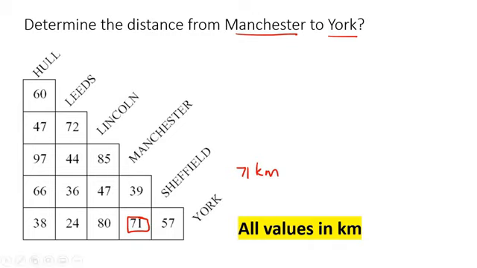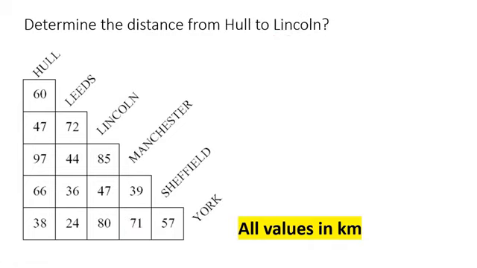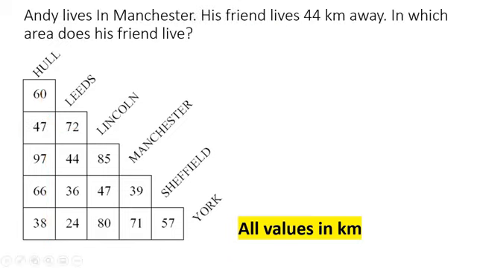Now let's do a few more examples. So now we're going to go from Hull to Lincoln. So with Hull you can go down, and with Lincoln you can go across, and where they intersect, that is the answer. So that would be 47 kilometers.